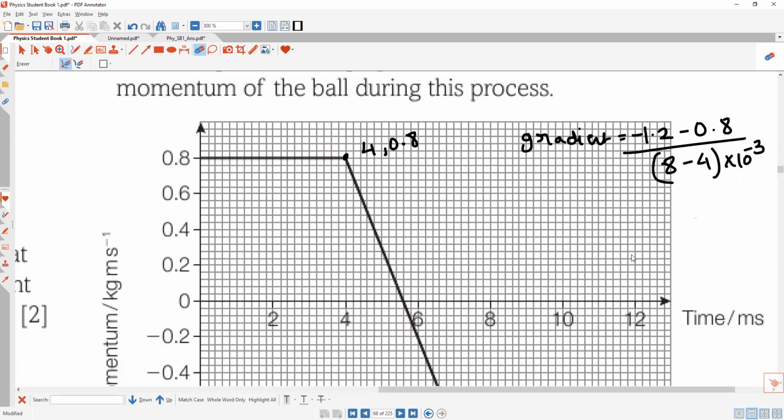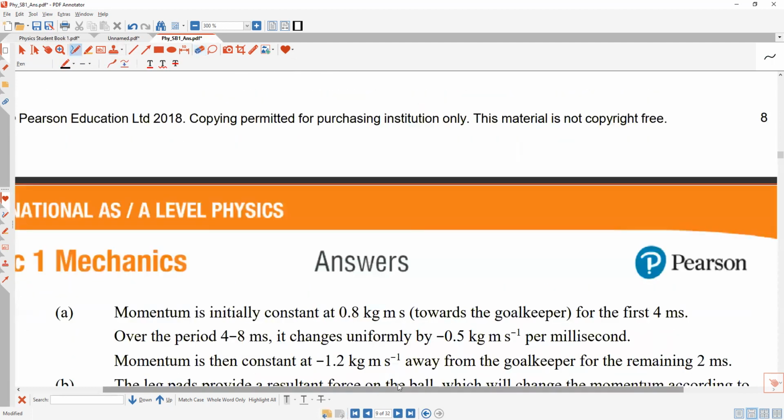Okay, then let's see what they wrote over here. Yeah, so momentum is initially 0.8 for the first, and over a period of 4 to 8 milliseconds it changes uniformly. Then momentum is constant at minus 1.2, away from the goalkeeper, for the remaining 2 milliseconds.